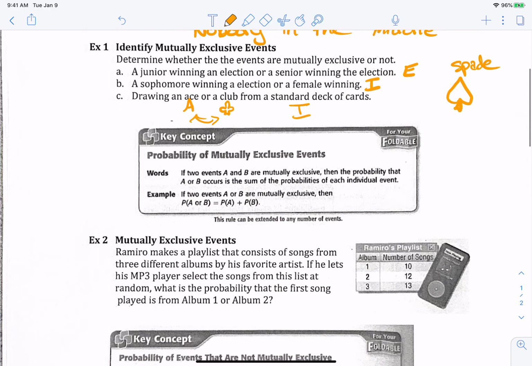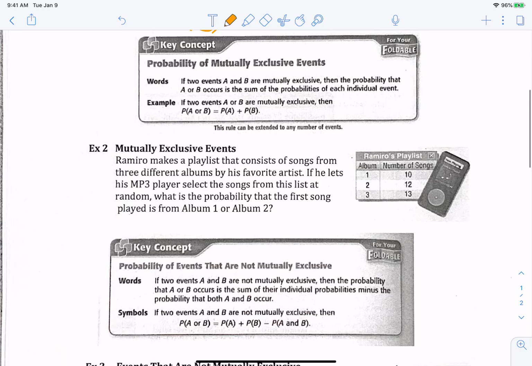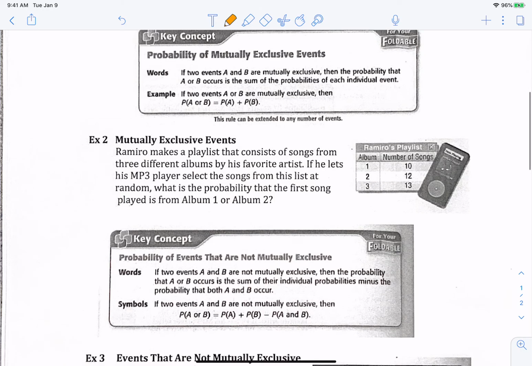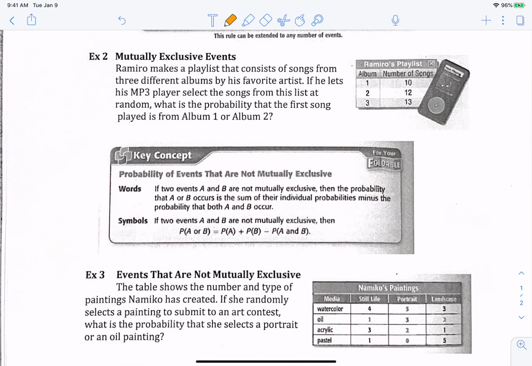There you go. Okay. Can I open my water real quick? Yeah. All right. Mutually exclusive events. Example 2. Ramiro makes a playlist that consists of songs from 3 different albums by his favorite artist. If he lets his MP3 player select songs from this list at random, what is the probability that the first song is played from album 1 or, there's that word, or album 2?